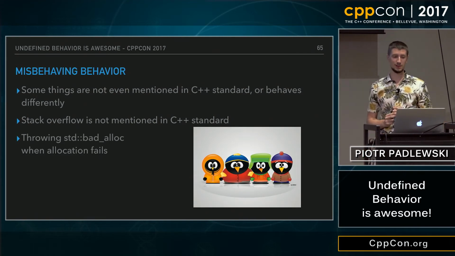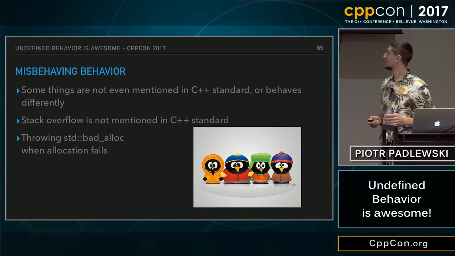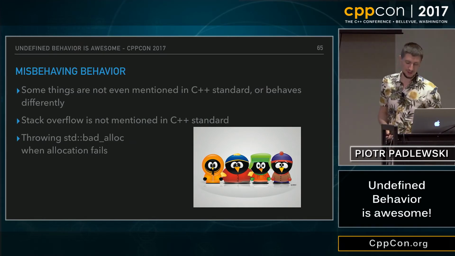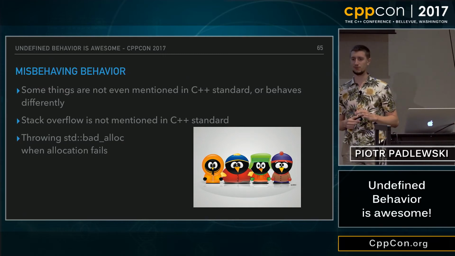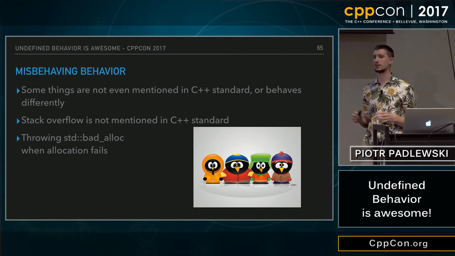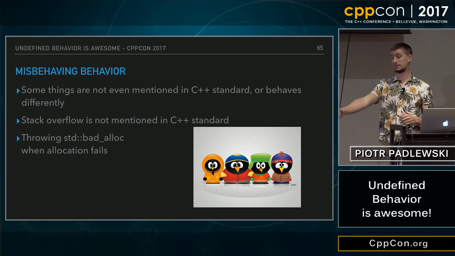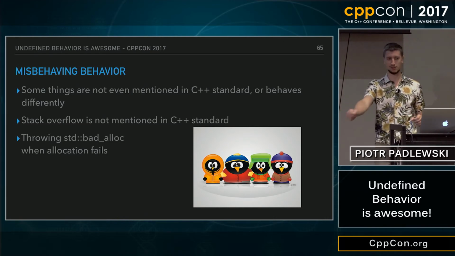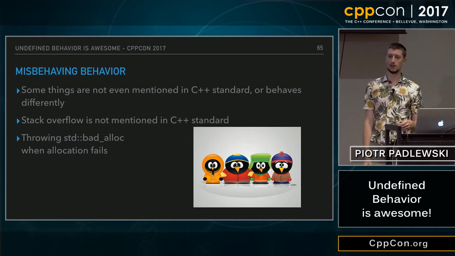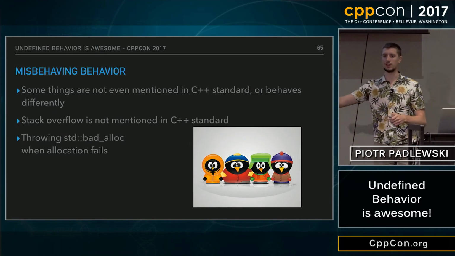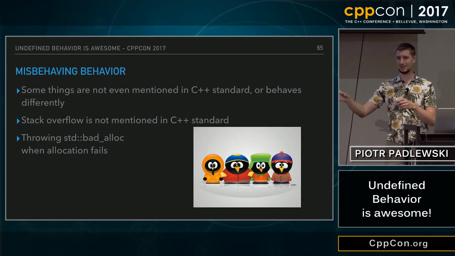And there are also things like throwing bad_alloc when allocation fails. So if you ask the Linux kernel, please give me 64 gigs of memory, having only 60 gigs of memory, it may give you a pointer that is not null, and it will not throw any exception. And you're like, okay, I have a pointer, I have 64 gigs of memory. So I will just start reading or writing to it, right?